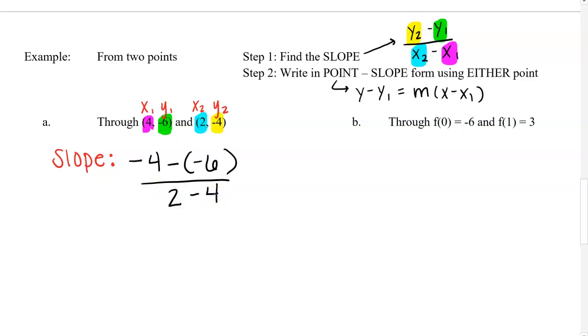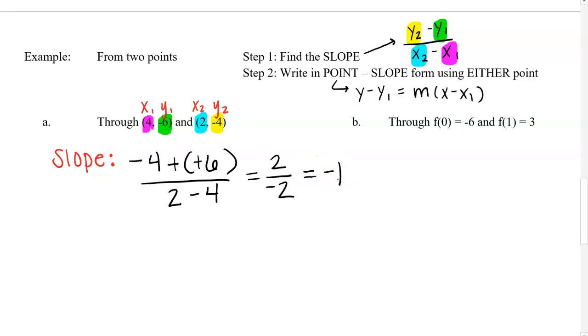Notice that I put the -6 in parentheses. I like to always put my second number in a slope formula in parentheses to remind me that I could potentially be subtracting a negative and it'll turn to a positive. So this will turn to a positive. My slope then is 2 over -2, which is -1.